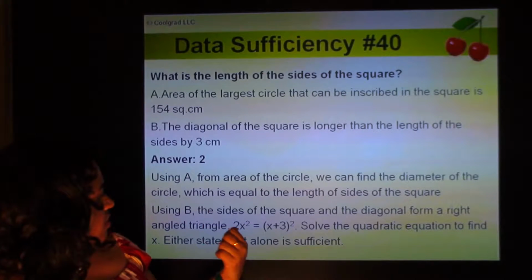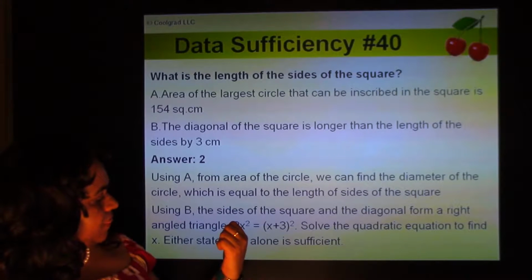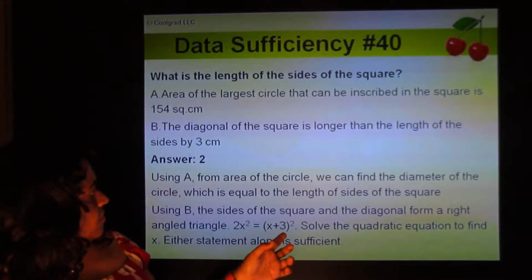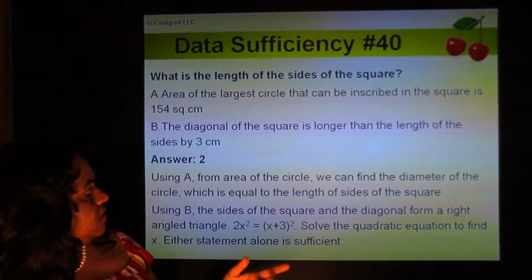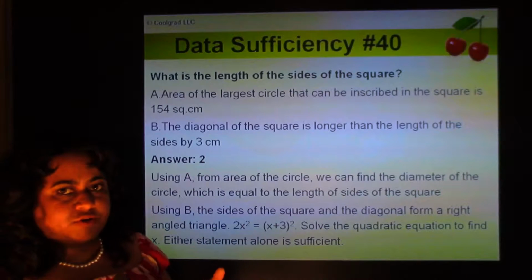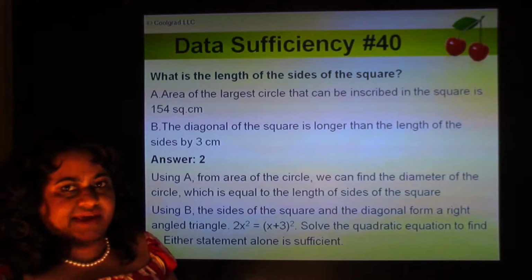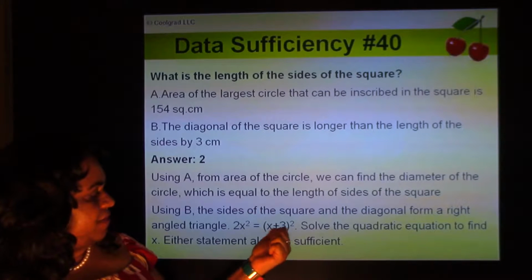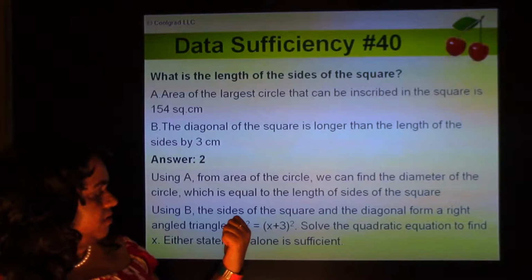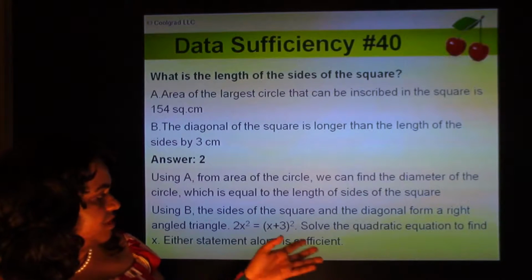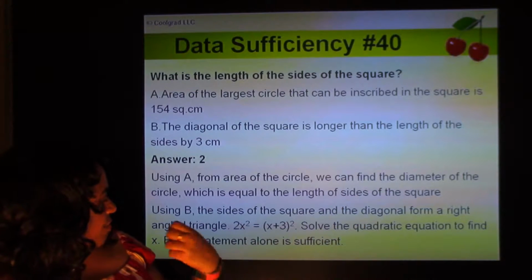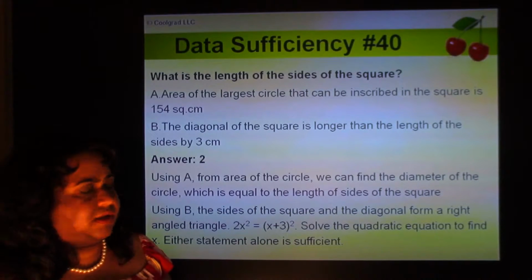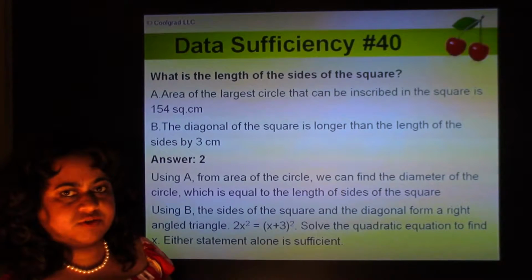And we also know that, if you square them, basically it's square root of 2 times x minus x equal to 3. So that's what it means. So the diagonal is greater than the side by 3, right? So x plus 3, the whole square, is nothing but 2x squared. Just square it because it's easier to solve, and solve this equation. So solve the quadratic equation to find x. So I'm saying either way, using B alone, we can solve for the value of the length of the side of the square. So either statement alone is sufficient. So we pick option 2.